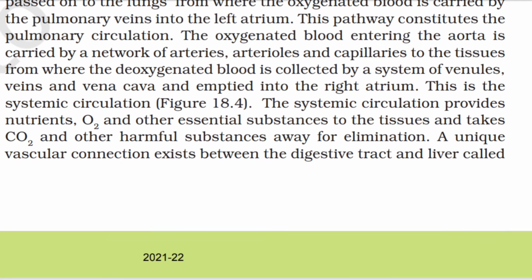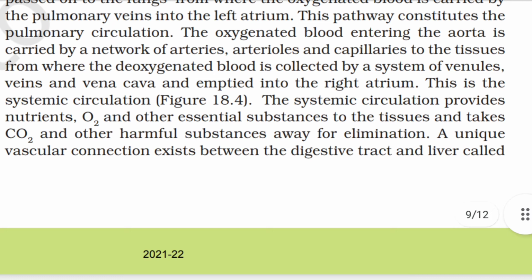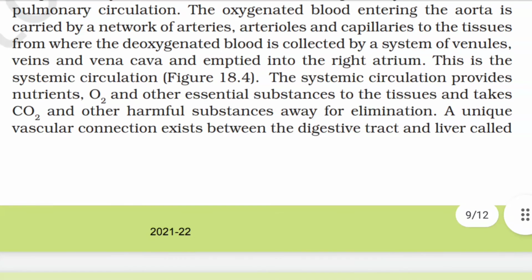The oxygenated blood entering the aorta is carried by a network of arteries, arterioles, and capillaries to the tissues, from where the deoxygenated blood is carried by a system of venules, veins, and vena cava and emptied into the right atrium. This is the systemic circulation. The systemic circulation provides nutrients, O2, and other essential substances to the tissues and takes CO2 and other harmful substances away for elimination.